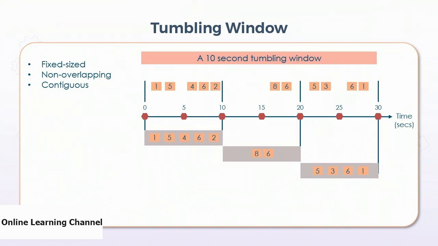This tumbling window example could be used to generate 10-second totals by performing a sum aggregate of the values in each window over time.